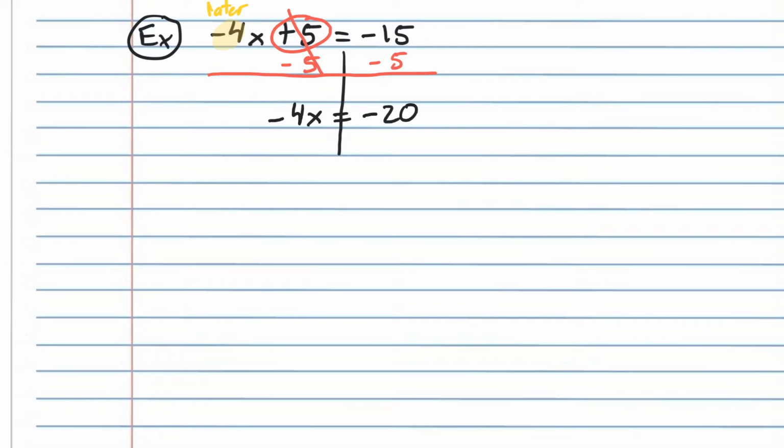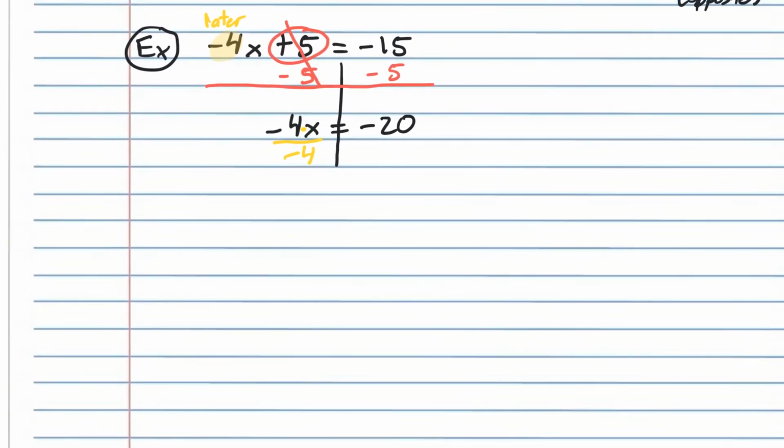Okay. Now I said whatever's attached to the variable, I tend to save for later. So now we can deal with that negative 4. Technically, whenever it's written like this it means negative 4 times x. So if we're multiplying by 4, the opposite to get rid of it would be divide by 4. And remember, division and fraction are the same thing. That's why they look very similar. But again, whatever you do to one side, you have to do to the other. So divide this side by negative 4 as well.